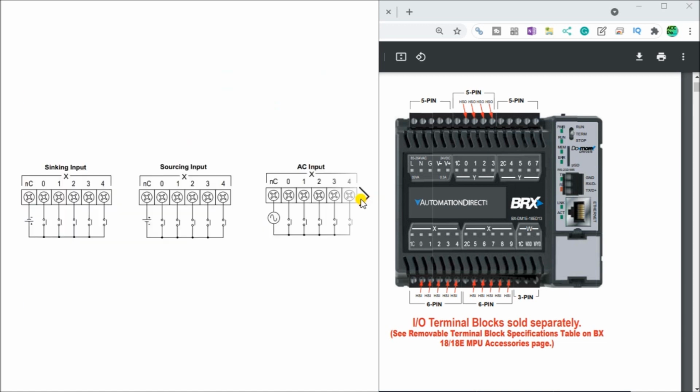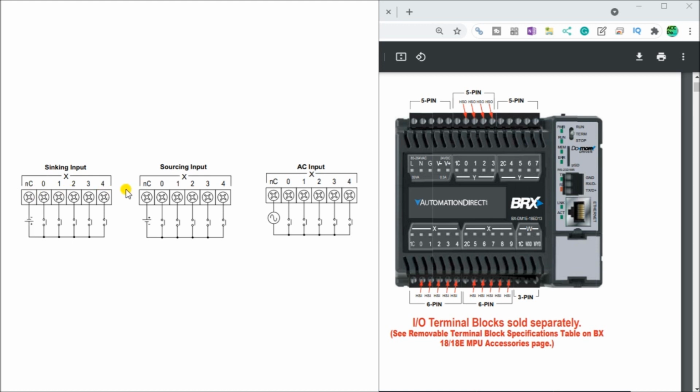So looking at the actual inputs themselves, here's the wiring diagram for what we call a sinking input. That means that our load, which appears between our common point and our input point here, say zero, we have the common sitting at negative voltage or 0 volt DC. That would be a sinking load. So you're taking the load from zero and sinking it down to the common here, which is at 0 volts.